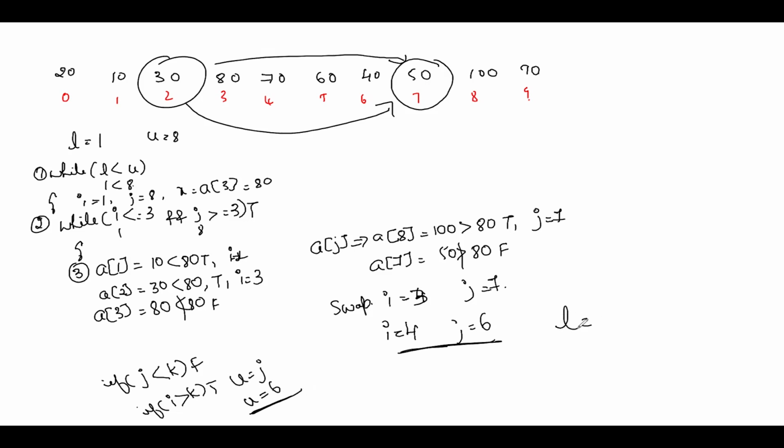So the new values we have are L is equal to 1 and U is equal to 6. Now we are going to do our next iteration based on L is equal to 1 and U is equal to 6. After swapping the values of i is equal to 4 and i is equal to 3 and j is equal to 7, we are going to get the new values as 20, 10, 30, 50, 70, 60, 40, 80, 100, and 90. These are the values. Let us write the subscript as well so that we don't get confused.